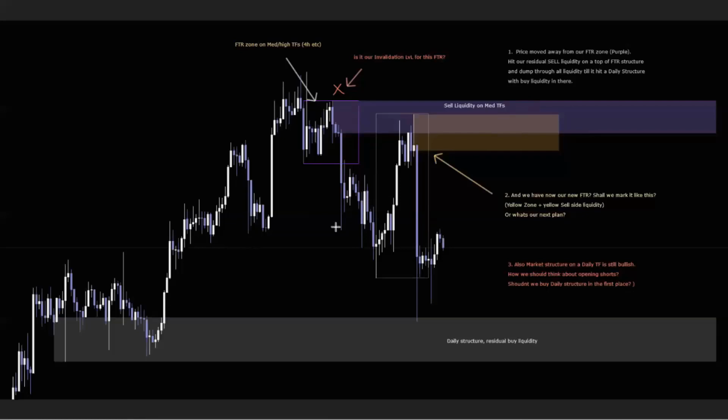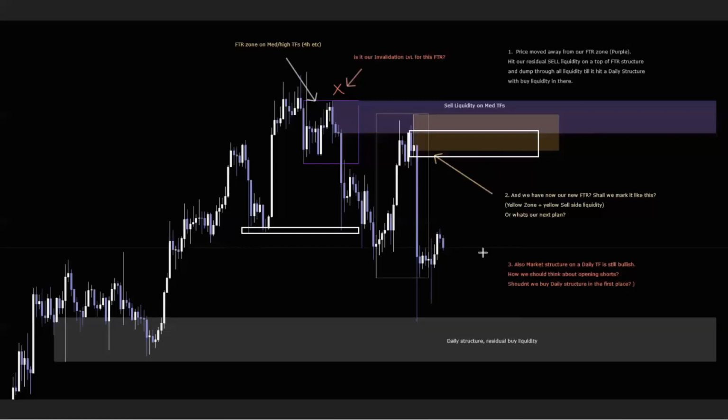Price broke this low, retraced, and then carried on breaking down. And you're right, there's likely still residual sell side liquidity up in here. Similar to the Ethereum chart, whether or not it has the legs to get up there is a different matter. Also, market structure on a daily time frame is still bullish.